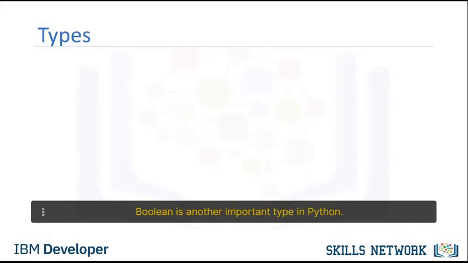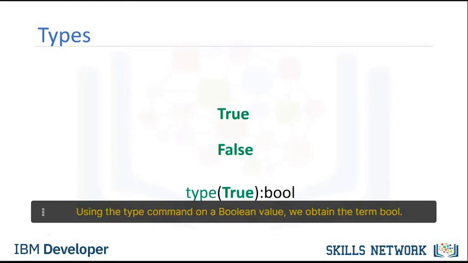Boolean is another important type in Python. A Boolean can take on 2 values. The first value is true. Just remember we use an uppercase T. Boolean values can also be false, with an uppercase F. Using the type command on a Boolean value, we obtain the term bool. This is short for Boolean.